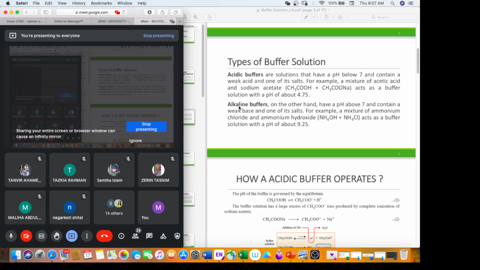Yes. Now look into the composition. In the acidic buffer there will be an acid and its corresponding salt. Clear? Mainly in the acidic buffer the acid is weaker and its salt is stronger. As it is weaker, it will not dissociate 100%, but as it is stronger, it will dissociate 100%. Is this concept clear?